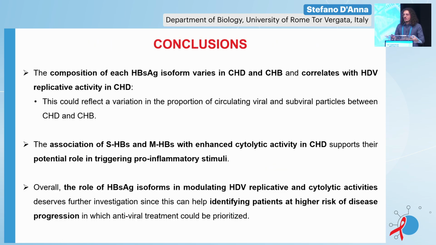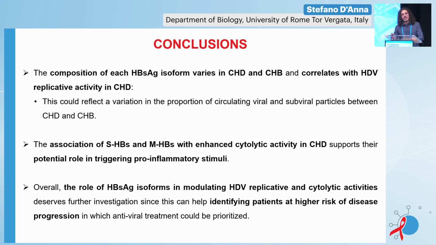So in conclusion, the levels of HBs isoforms are different between delta co-infection and HBV monoinfection and correlate with delta replicative activity, reflecting a different proportion of circulating viral and subviral particles between the two conditions. The association of HBs isoforms, in particular small and middle, with an enhanced cytolytic activity in the setting of chronic hepatitis delta supports the potential role of these isoforms in triggering pro-inflammatory stimuli.